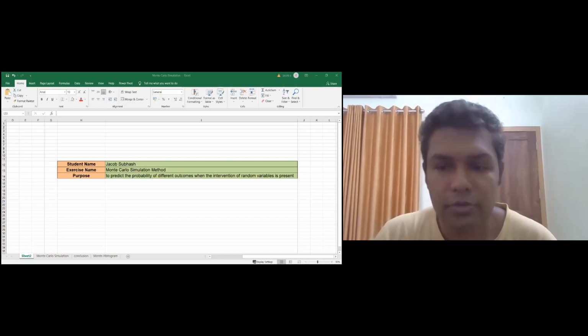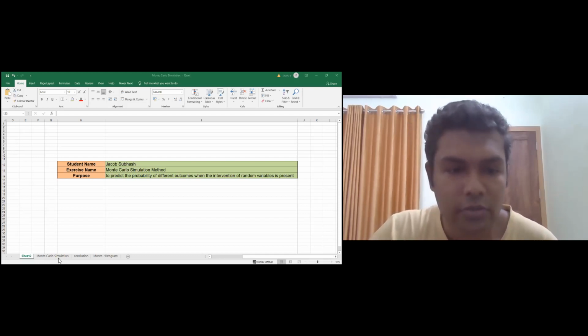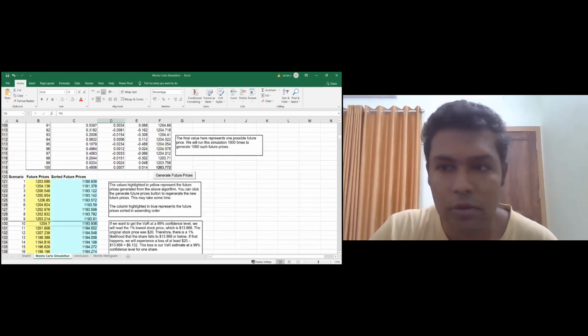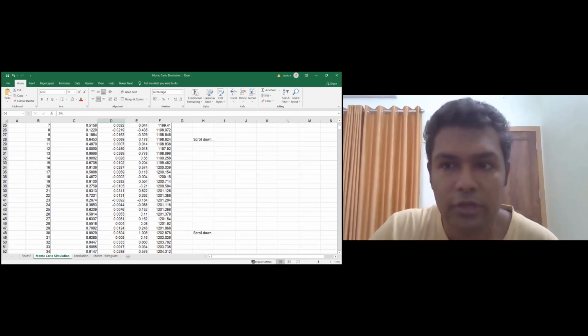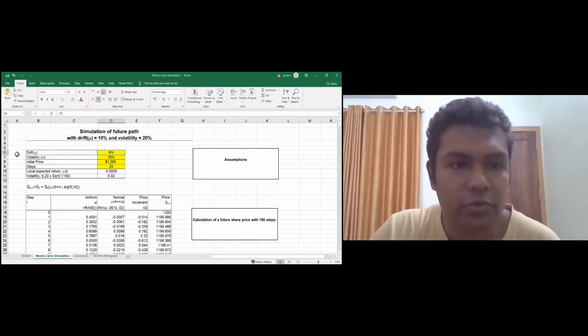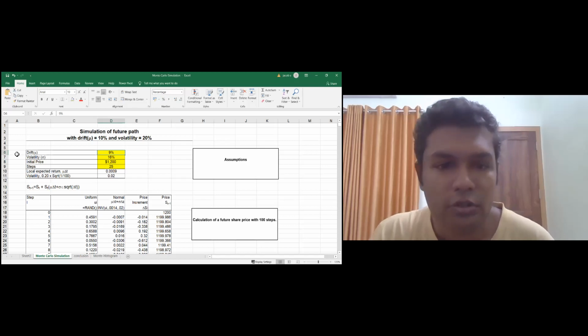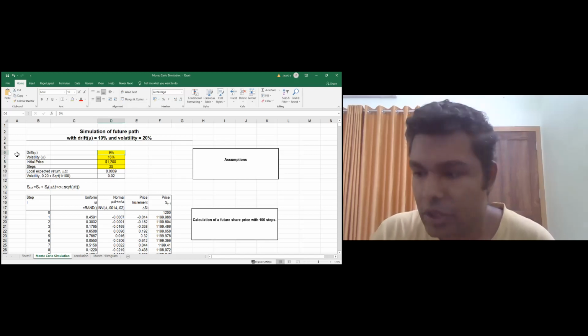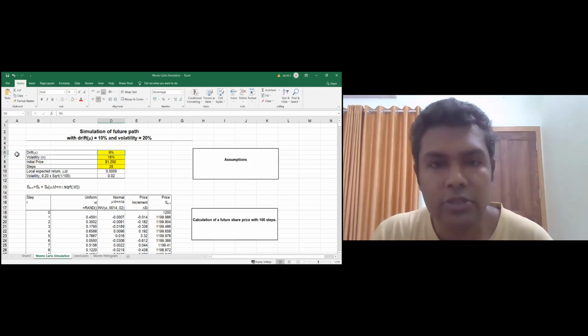So, to begin with, this is the template that has been shared. Here we can see that there are many terms that have been defined. The first one is drift. What do we mean by drift? Drift is the percentage of change if some unprecedented event happens.